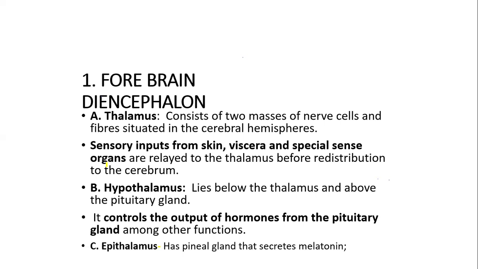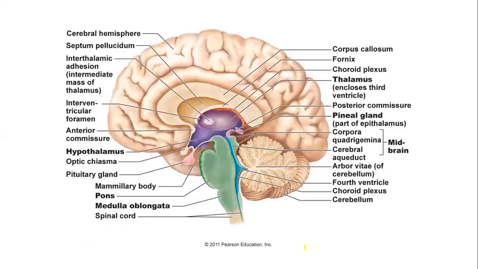The sensory part is the thalamus. So the thalamus is the sensory part. Then the hypothalamus regulates. Then the pituitary gland now produces the hormone. It controls the output of hormones from the pituitary gland, among other functions. So the epithalamus has a pineal gland that secretes melatonin. This melatonin is the hormone which controls the sleeping cycle.